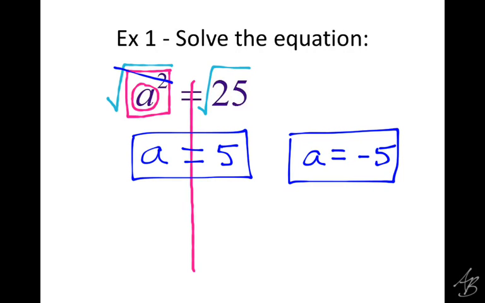Before we go on to the next one, I just want to make sure we're clear: why is it that negative 5 works here? Why is negative 5 an answer? When we plug negative 5 in for a in the original equation, negative 5 squared means negative 5 times negative 5, which gives us positive 25. So negative 5 works for a here because when we multiply a negative times a negative, we get a positive.